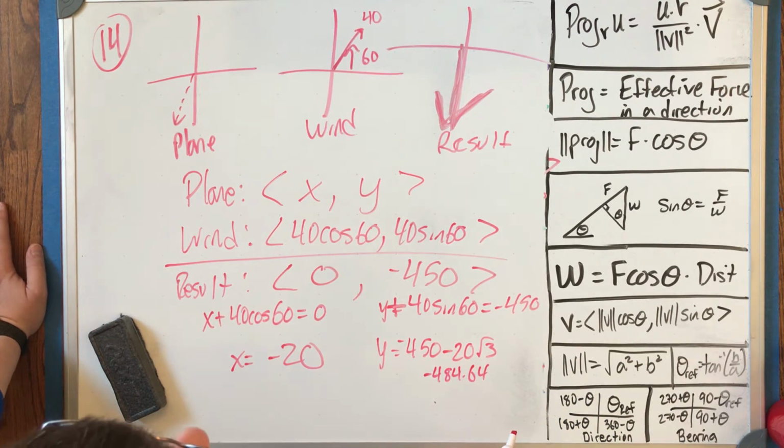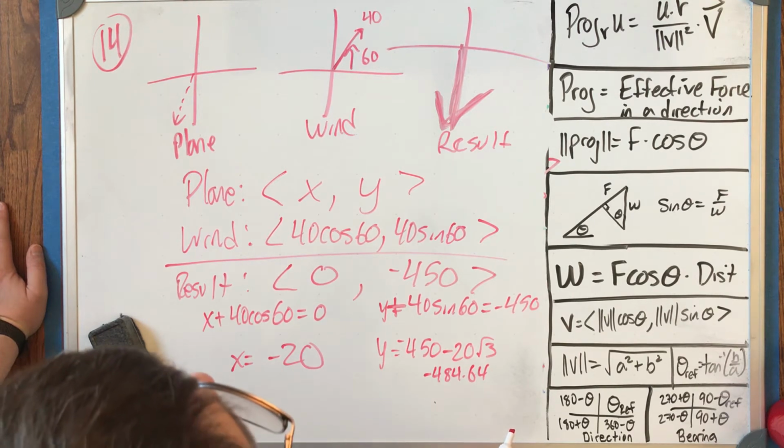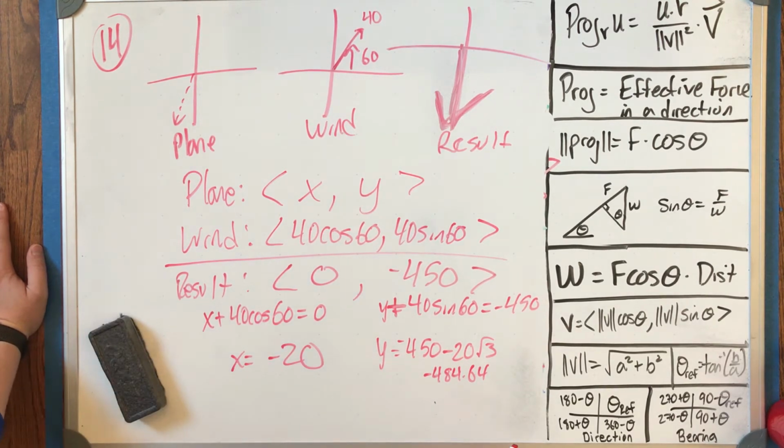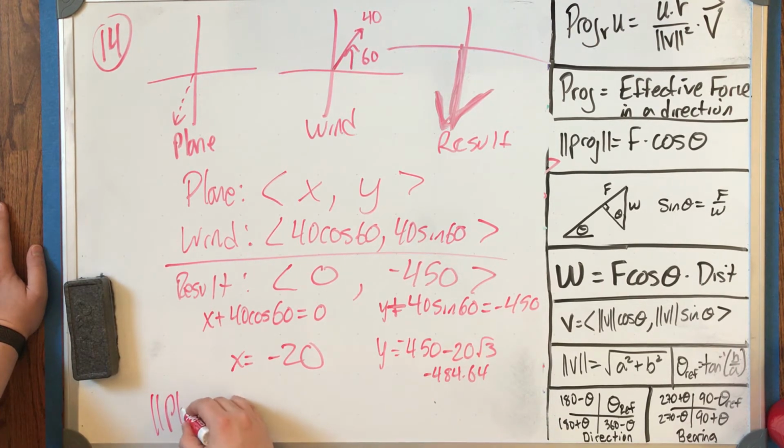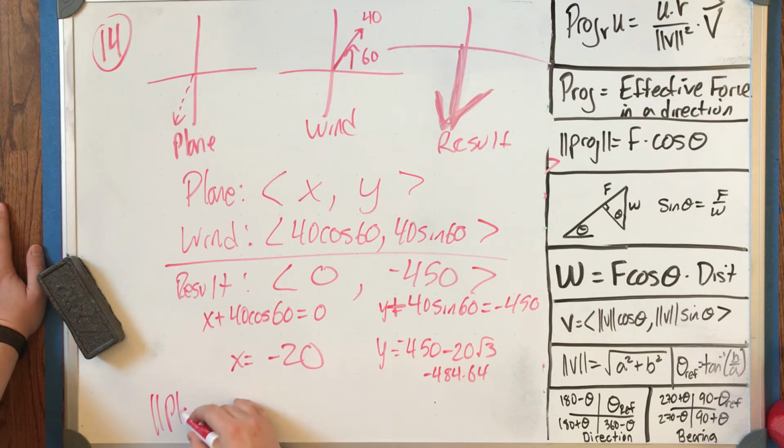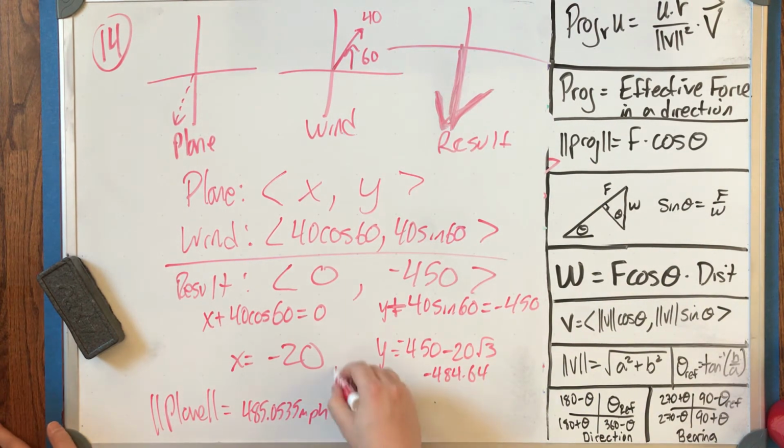Let's see, what are we trying to do? What speed would we need to be flying here, and what direction? Okay, so speed, I'm just going to do 20 squared plus 484.64 squared in the calculator. I'm going to get this exact value here. So the plane itself needs to fly at approximately 485.0535 miles per hour in order for it to move directly south.